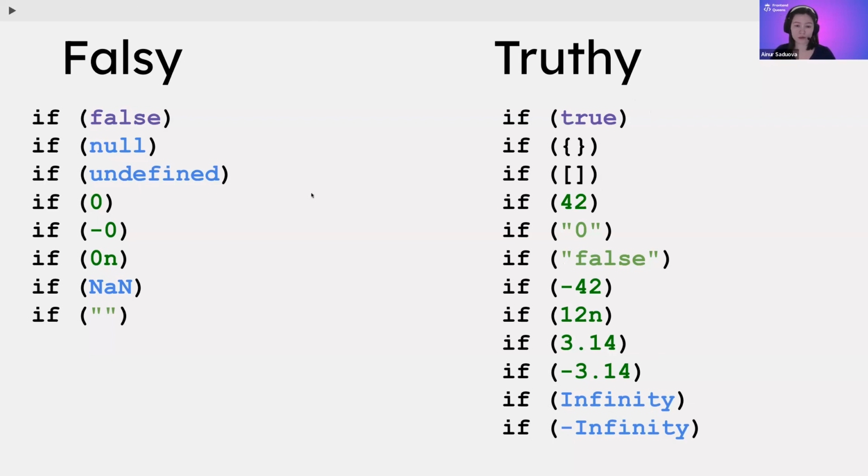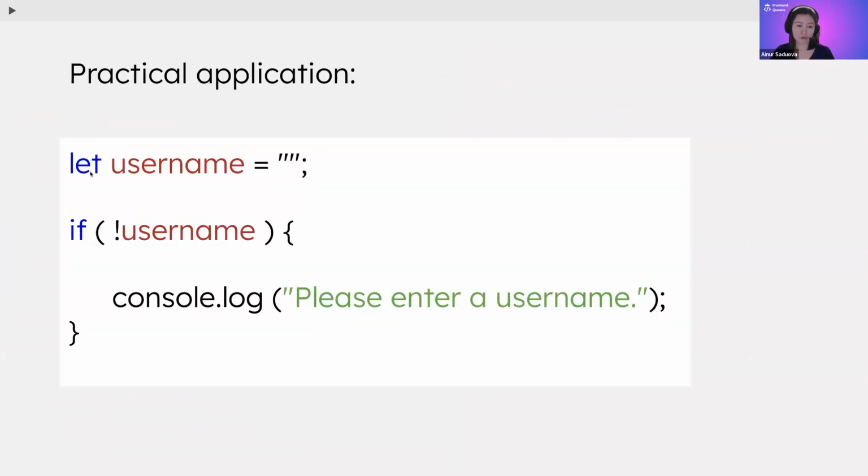Why do we need falsy and truthy in JavaScript? For example, a practical application would be to check if the username is not an empty string. For example, we let this username value be an empty string, and if it's not returned, for example, by our backend API, we can console log, please enter username. Or if we have an input form and the username is not provided by the user, we can also alert them that they need to enter the username.